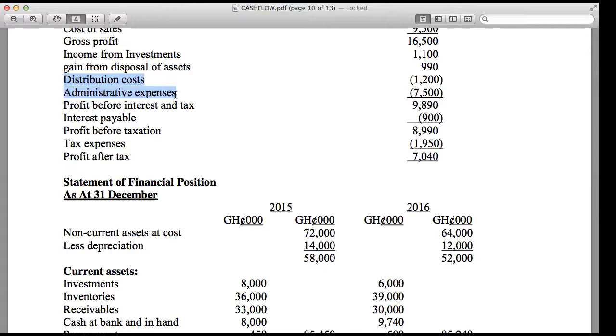So let's see the workings, how you're going to do it. So let's pick the figures. Distribution is what? Is it 1,200? Good. So distribution is 1,200.